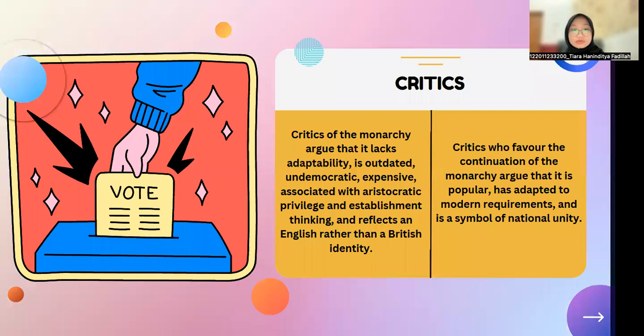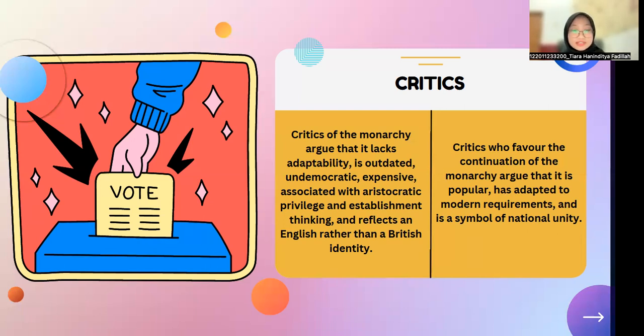So the last is the criticism of the British monarchy. The critics of the monarchy argue that it lacks adaptability, is out of date, undemocratic, expensive, associated with aristocratic privilege and establishment thinking, and reflects an English rather than a British identity. It is argued that the monarchy's distance and isolation from ordinary life sustains class divisions and hierarchy within society. It is also suggested that if the monarch's functions today are merely ceremonial and lack power, it would be more rational to abolish the office and replace it with a less expensive non-executive presidency.